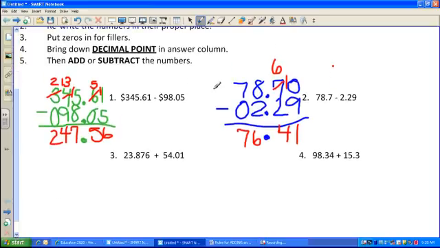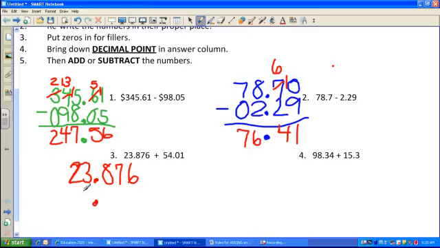Looking at problem 3 here. We have 23.876 plus 54.01. You're adding and you have decimal points. So the rule says you rewrite the problem, lining up the decimals. That decimal there, 8, 7, 6. And I line up my decimal points, put that there.